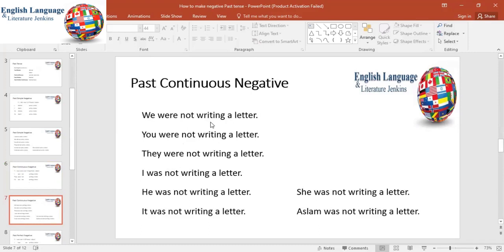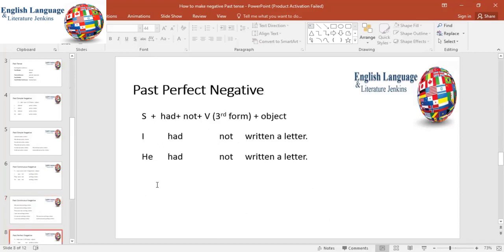We were not writing a letter. You were not writing a letter. They were not writing a letter. With these subjects, we use were not. I was not writing a letter. He was not writing a letter. She was not writing a letter. It was not writing a letter. Aslam was not writing a letter. With all these subjects, we use was not because these subjects are singular.